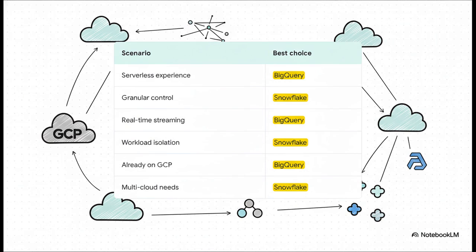So which one you choose really just depends on what you need. If you want that simple, it-just-works experience, especially for real-time data, or hey, if you're already deep in the Google Cloud world, BigQuery is a no-brainer. But if you need to separate workloads for different teams, or if you want the flexibility to run on AWS or Azure, then Snowflake's model gives you that hands-on control.